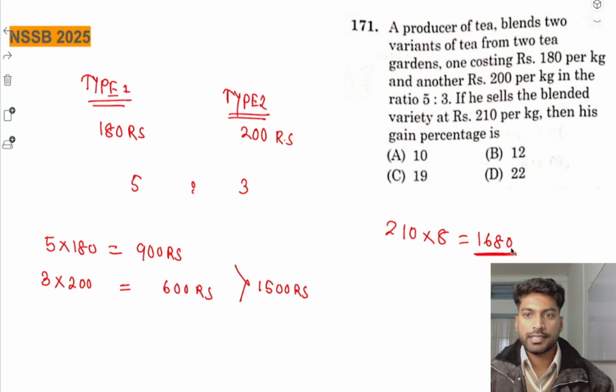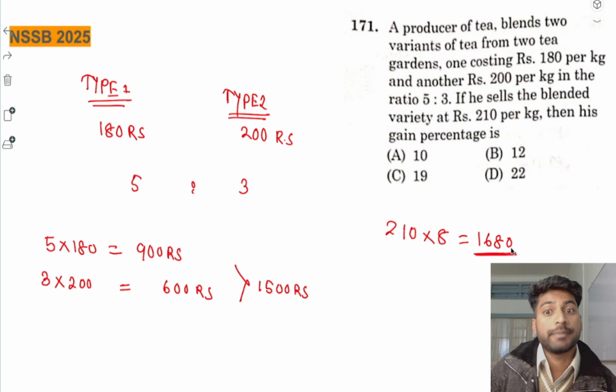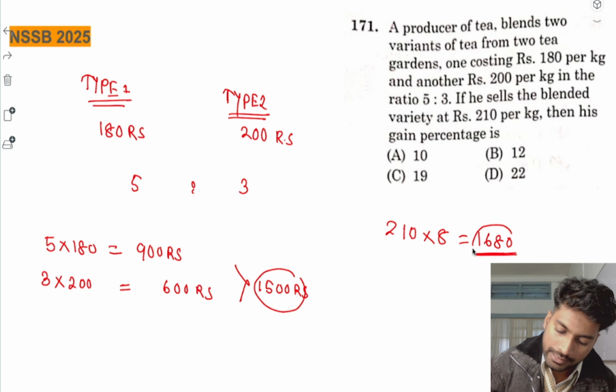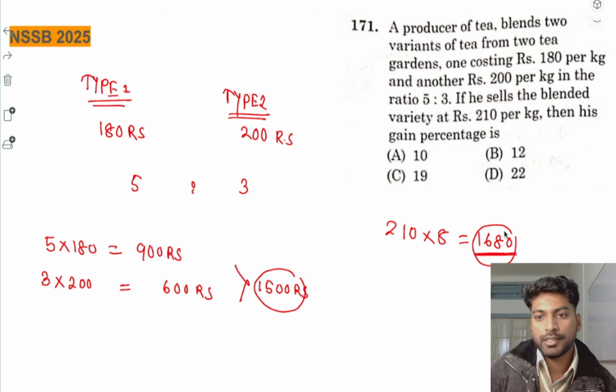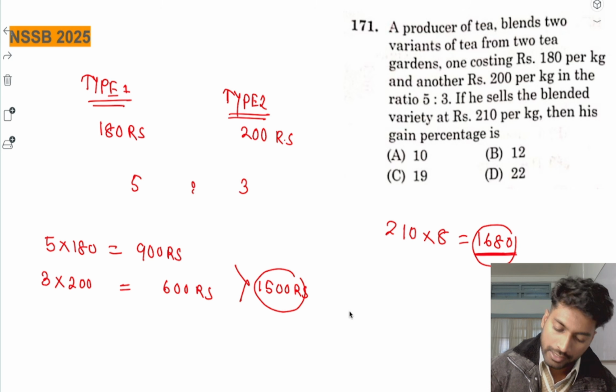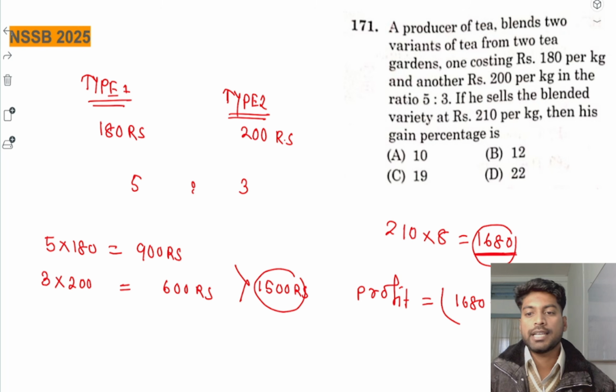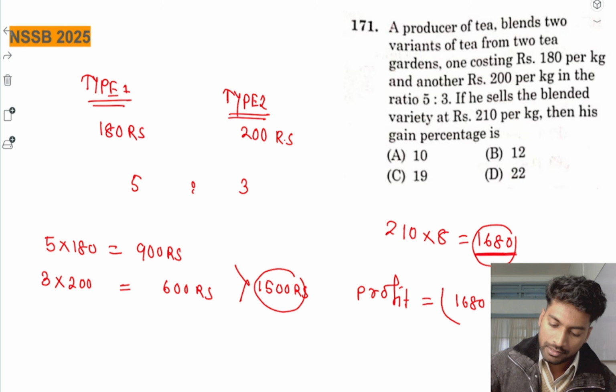1680. Got it? So how much profit is he making? His investment was 1500 and he's selling all the tea at the price of 1680. So the profit is 1680 minus 1500. I am explaining, that's why I have to do the steps, but in the exam hall you don't have to write all of this, you just have to solve it easily. So 180 rupees profit.